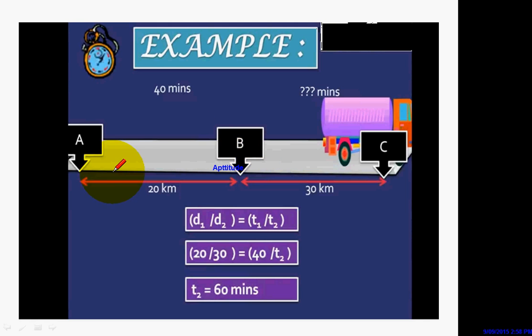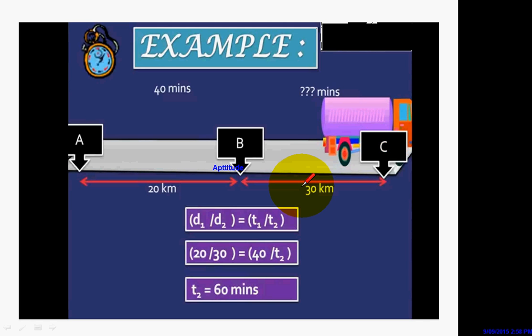So let me assume that this is distance 1, d1 as 20 and t1 as 40. Similarly, d2 as 30 and t2 as x, or t2 as it is. Now just substitute the values in the ratio comparison. So that is d1 by d2 is equal to t1 by t2. That is, we have compared these two ratios. 20 by 30 is equal to 40 by t2. Once you solve this equation, you will get the value of t2 as 60 minutes. So the time taken by the truck to cross this 30 kilometer distance is 60 minutes.